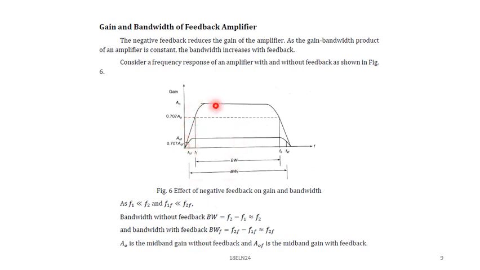And this is A0, we call it the midband gain without feedback, and A0F is the midband gain with feedback. So this is A0, and A0F is the midband gain with feedback, and this is without feedback. So this is about the gain and bandwidth of the feedback amplifiers: how we measure the gain and how we write the bandwidth and all.